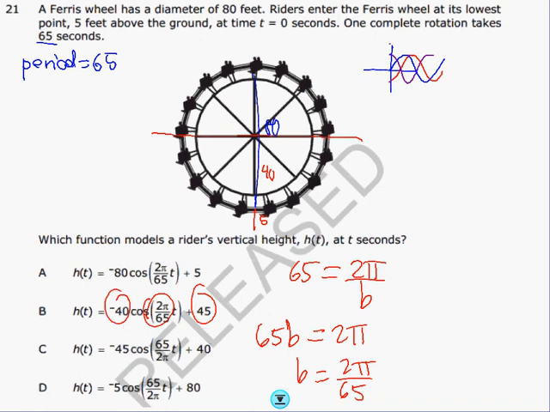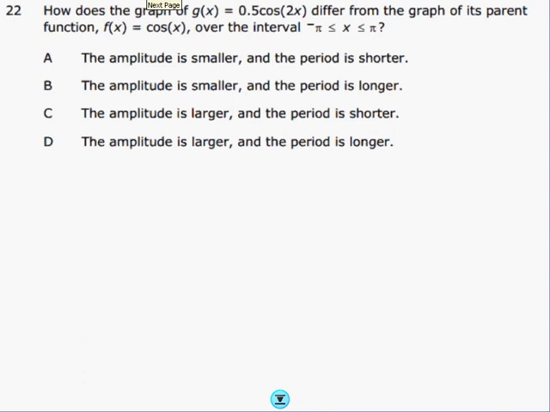I guess 4 counts. All right, how do we compare the graph of g, 0.5 cosine of 2x, to the plain old cosine x? How does g compare to f? Well, f is cosine. I can immediately see that the amplitude is 0.5. So instead of going from negative 1 to 1, it's going to go from negative 0.5 to 0.5. So the amplitude is smaller. And the period is longer or shorter?